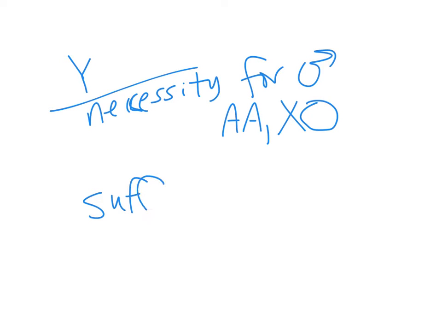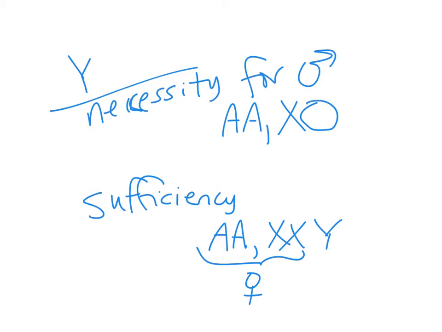What about sufficiency? XXY. Right. So then you want an individual that's diploid for all of their autosomes, but 2 X chromosomes, that would be female. If the Y is sufficient to make you a male, then you just add it into a normal female genotype. You just add the Y chromosome. 2 X's plus a Y, what does that do to sex? Is the individual still female, or is the individual male?